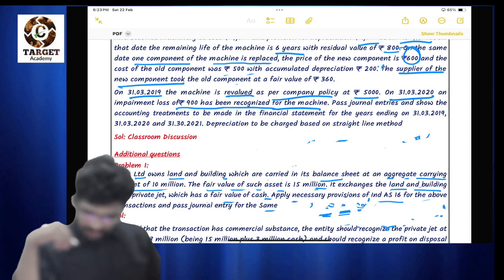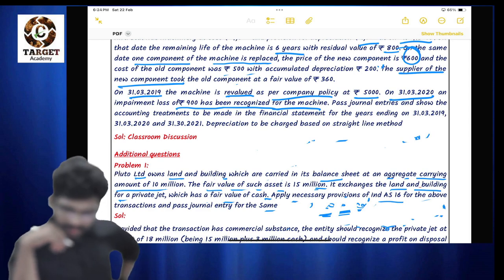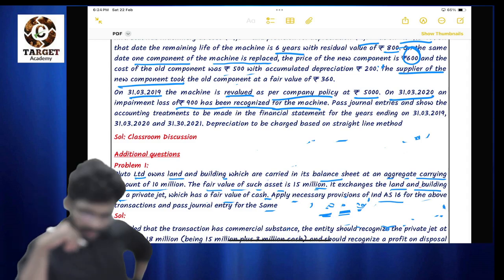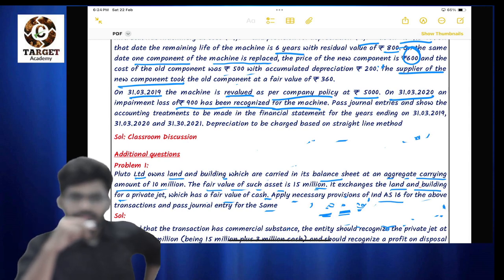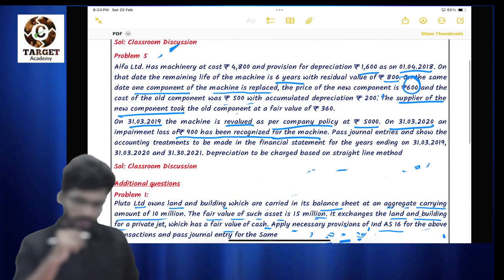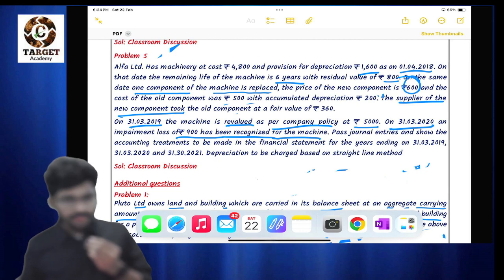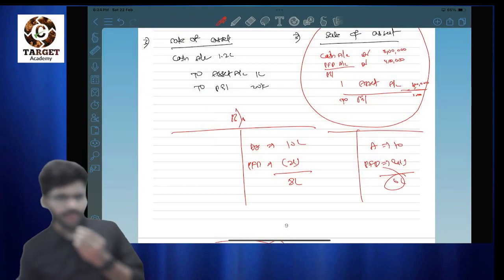Pass the journal entries and show the accounting treatment to be made in the financial statements for the years ending 31st March 2019 to 2021. Depreciation to be charged based on the straight line method. Okay. Notes. Journal entries, accounting treatment.